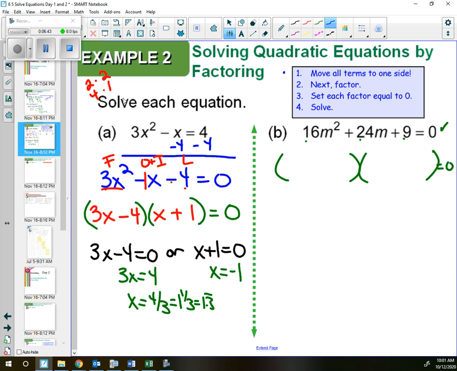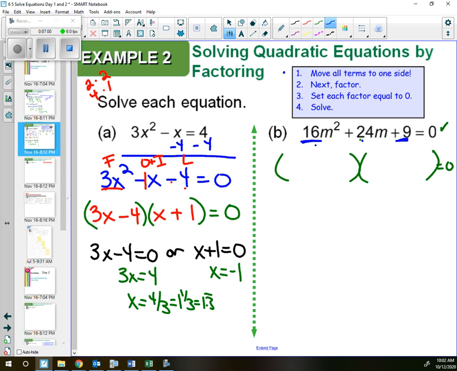Remember the perfect square trinomials we were talking about before, how we look for things that are, when they're trinomials like this, things that are perfect squares? Is 16 a perfect square? Yep, that's 4 squared. Is 9 a perfect square? Yep, that's 3 squared. My gut's kind of telling me this might be one of those perfect square trinomials.